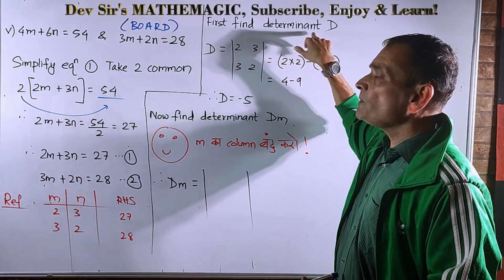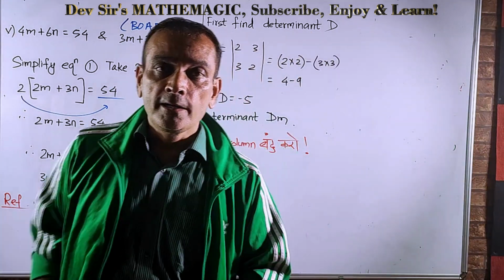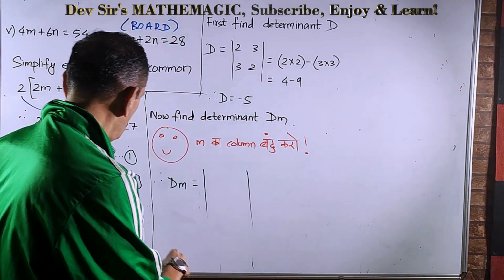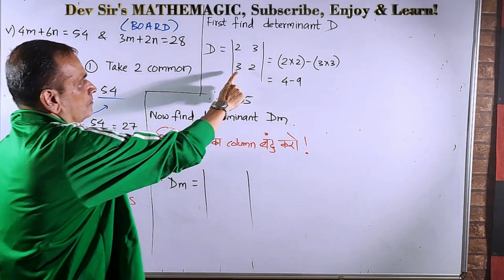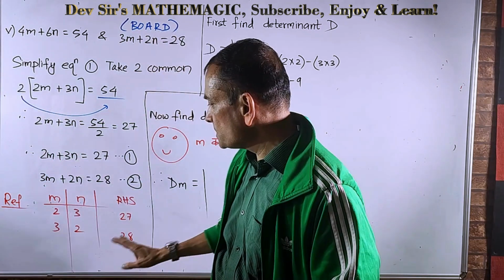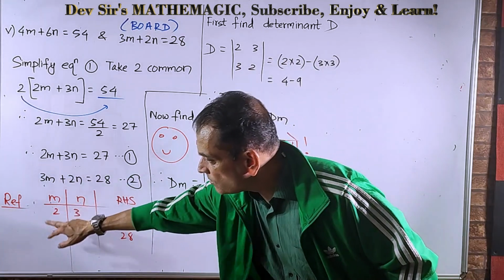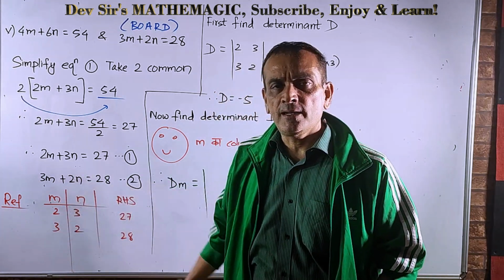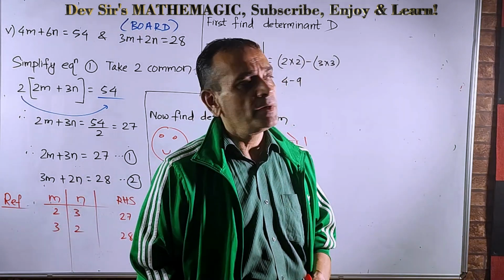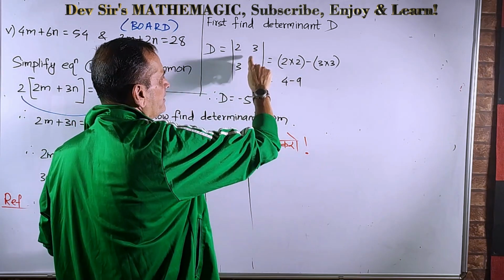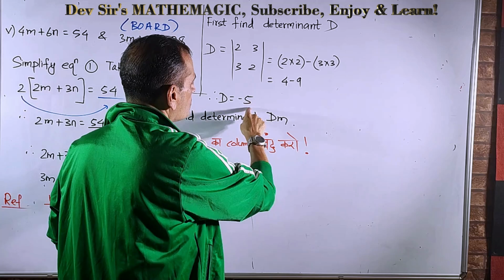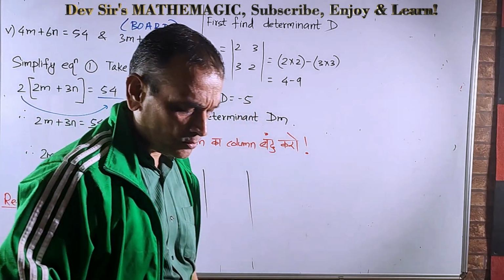First find determinant D. Determinant D means from here 2 3 3 2. Take all 4 numbers from this. Forget about m and n. Expand that determinant. 2 into 2 minus 3 into 3. 4 minus 9 gives you minus 5. Let me mark it and keep it.